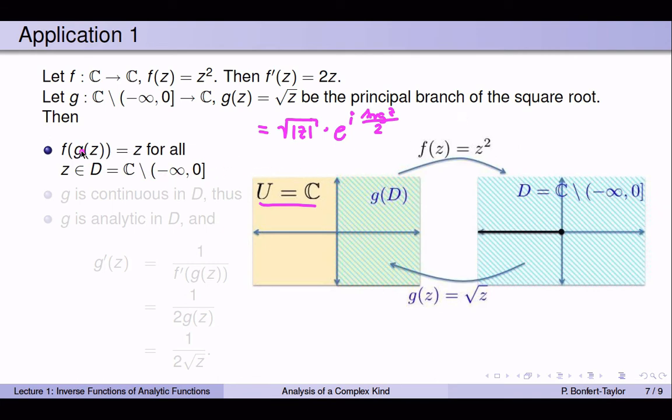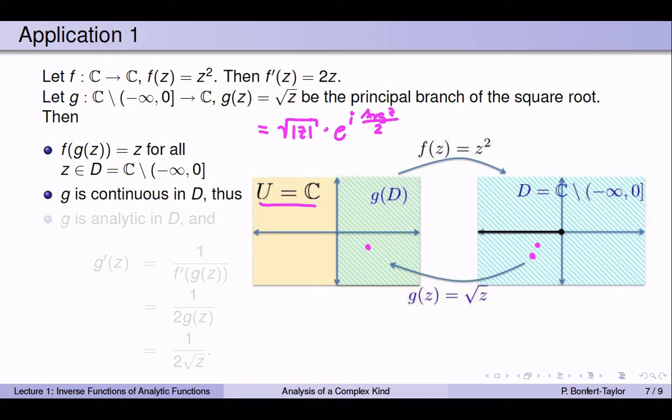And f of g of z is equal to z for all z in the complex plane minus the negative real axis, because if I take the square root and then square a number, I'm at the number that I started with. So if I start with a point over here, I take the square root, which is going to put the number somewhere over here, and then I subsequently square it again, I end up again where I started, namely over here.